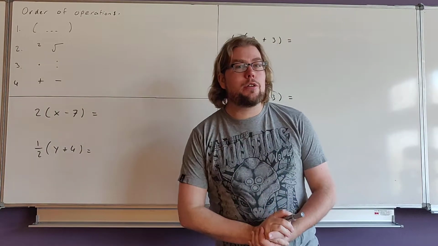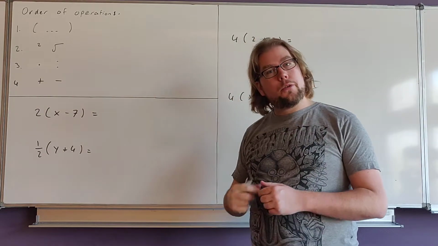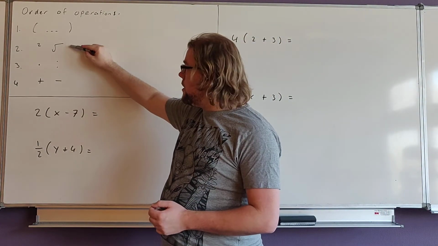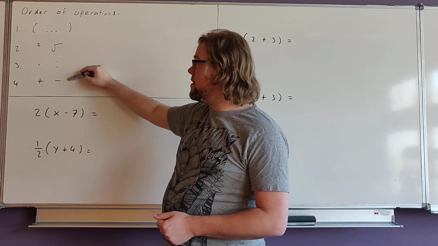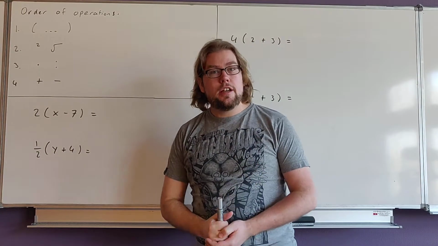Now for that you need to know a couple of things. First of all, you need to know the order of operations, that's the order in which you do things. You always do brackets first, then you do squares and square roots, then you do times and divided by, then you do plus and minus. And all of these things you do from the left to the right, just how we read.